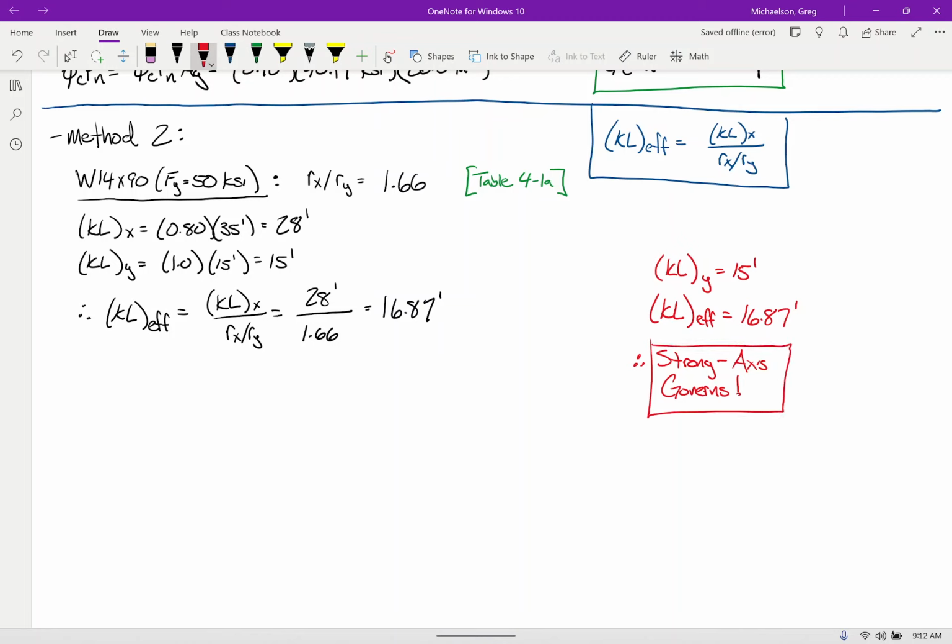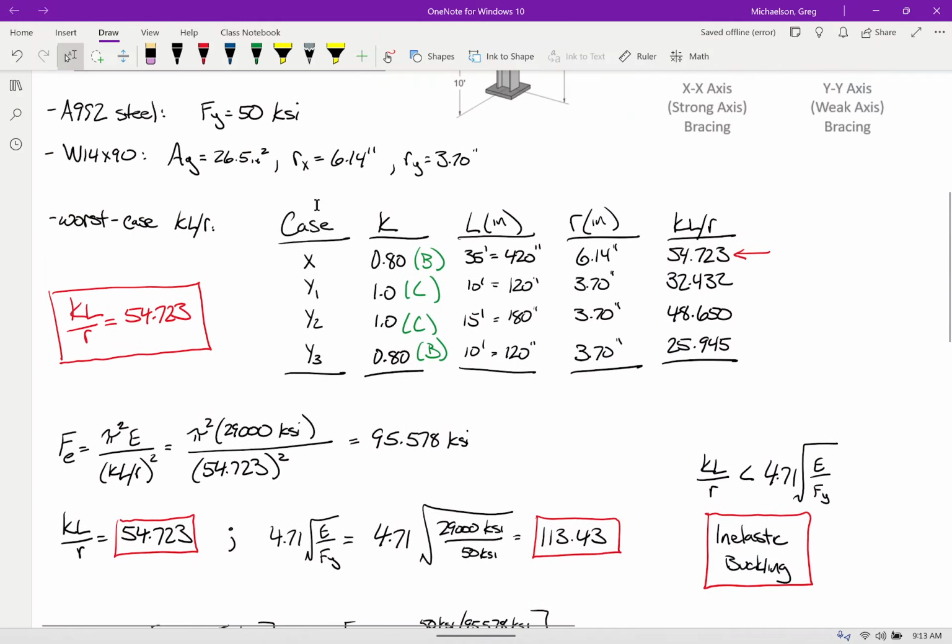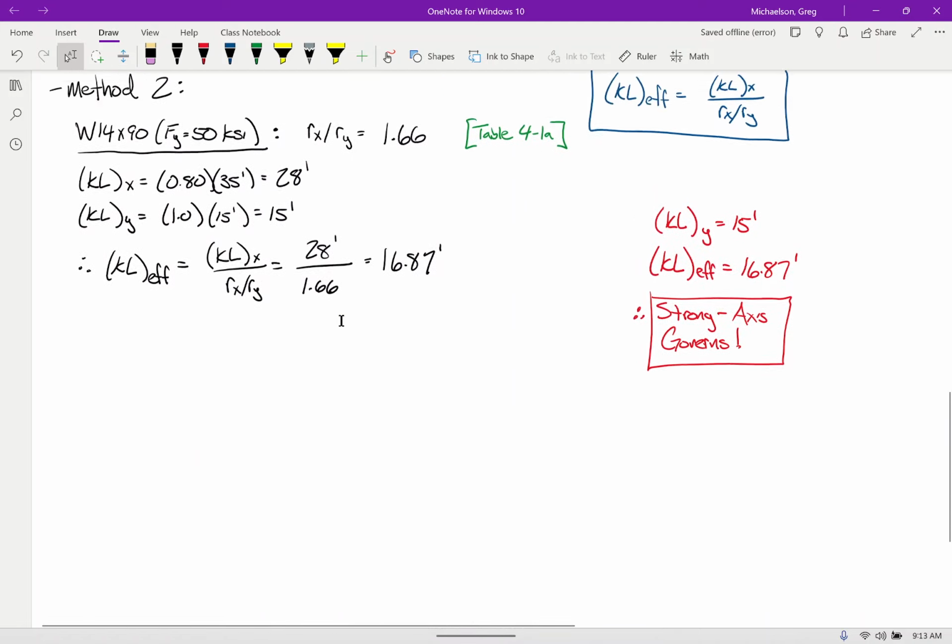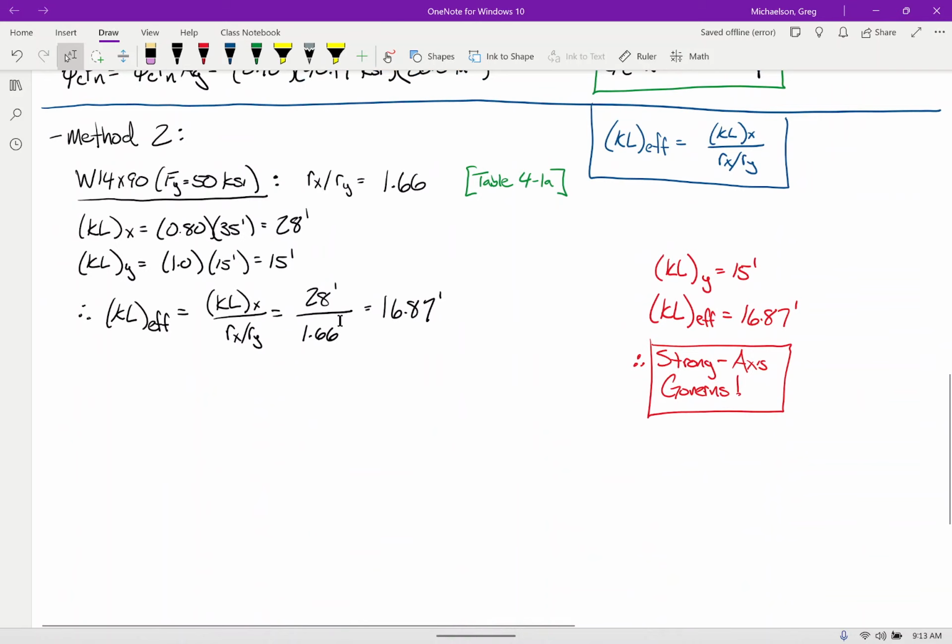Is that what we found before? I mean, how did we do this before? Before, we looked at KL over R's, right? Which one had the highest KL over R? The x-axis, right? So it's the same pattern, okay? It's not like the column's going to suddenly change the way it behaves because we're analyzing it differently. The column is the column, okay? Does that make sense?